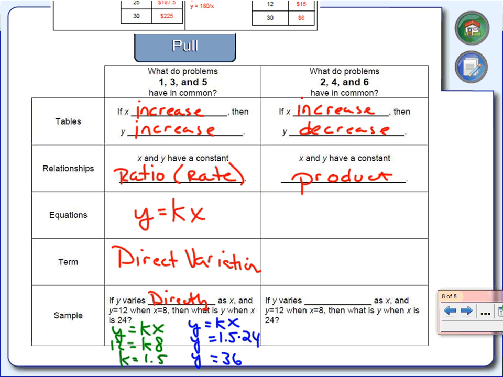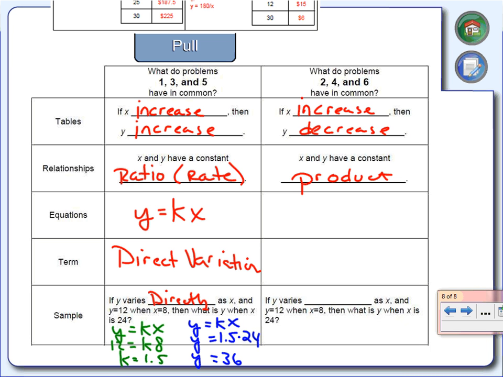So if you look at number 2, everybody look at number 2. Look at the first ordered pair we have. 4 times 15. What do you get when you multiply 4 times 15? 60. What do you get when you multiply 8 times 7.5? 60. What do you get when you multiply 12 times 5? You get a 60. They always have a constant product, meaning when we multiply them, we always get the same thing.